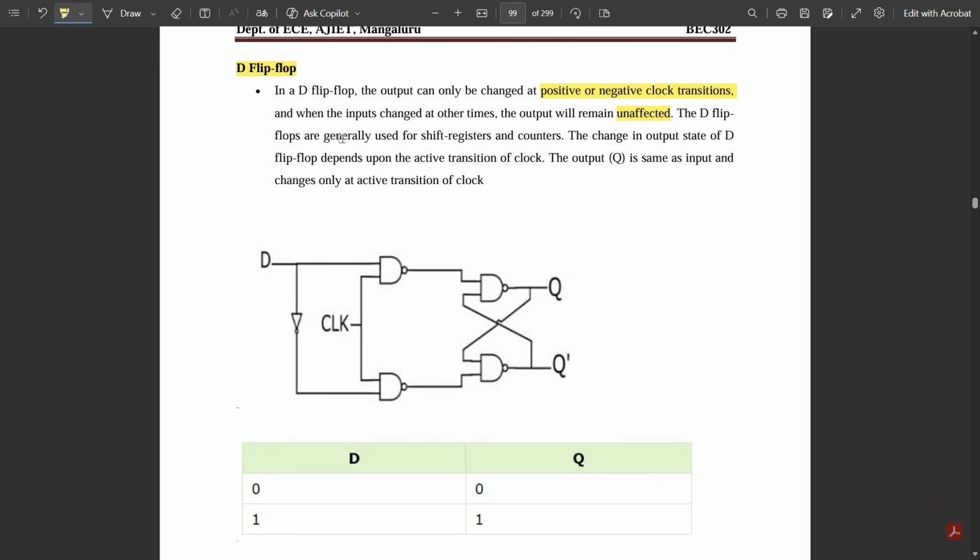The D flip flops are generally used for shift registers and counters. So the basic function of D flip flops is that they are used in shift registers and counters, which we are going to see in the upcoming part of this module.